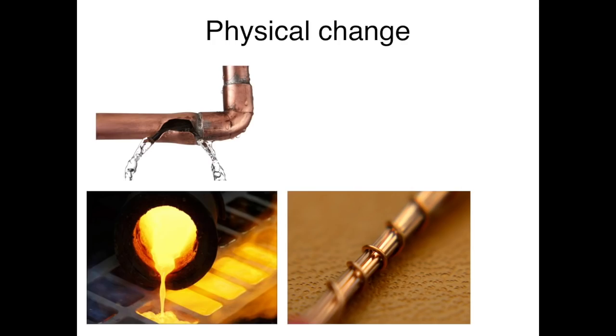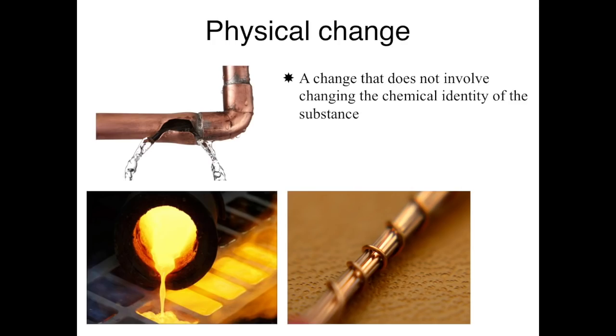And in that last example, we just touched upon what we call physical change. A physical change is a change that does not involve changing the chemical identity of a substance. Again, for example, if you have a copper pipe and it bursts open, its shape has changed, but it's still copper.